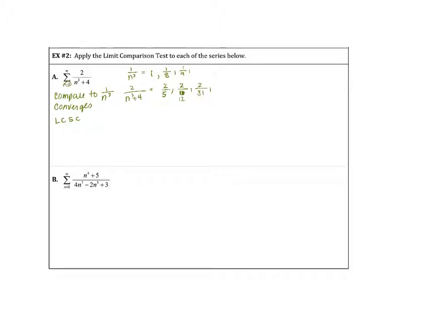Let's go on up to maybe some larger terms. Let's plug in, let's say 5. So if I plug in 5, I'm going to have 1 over 125. And down here, I'm going to have 2 over 129. So it's kind of hard to tell which is going to be larger or smaller here.